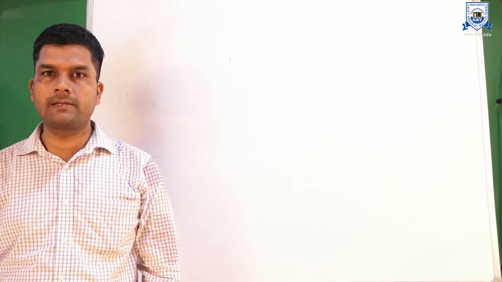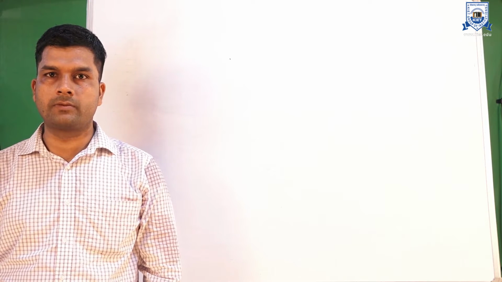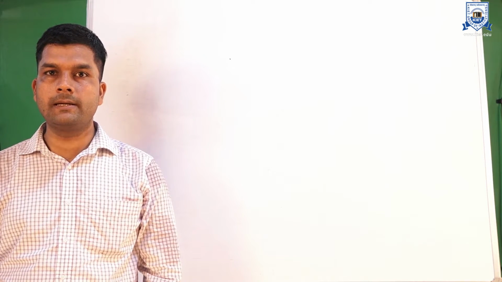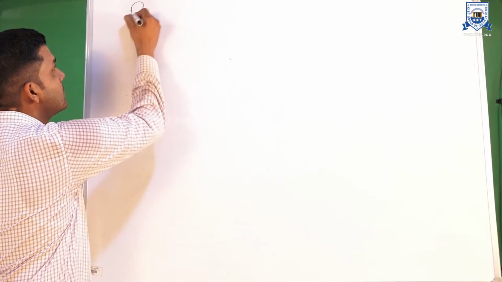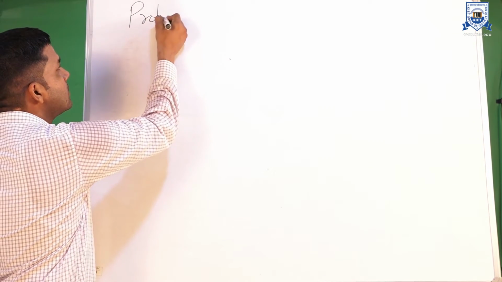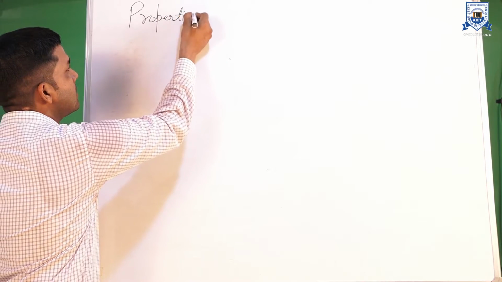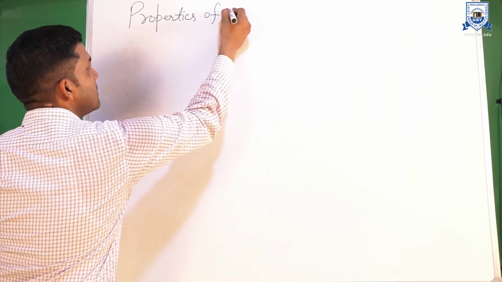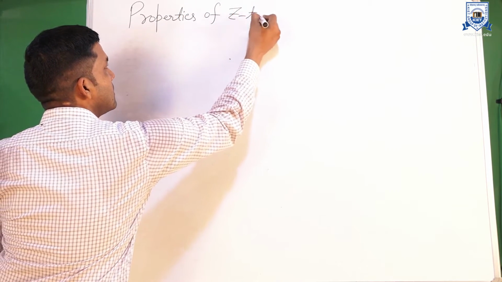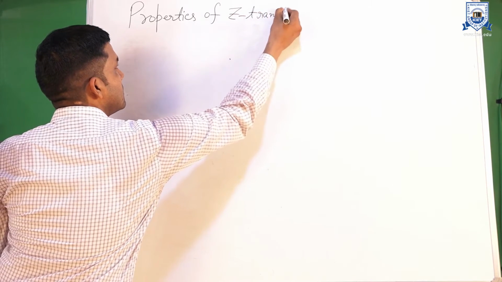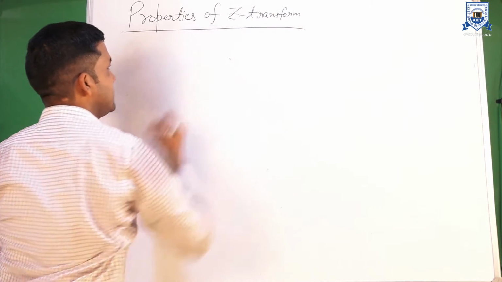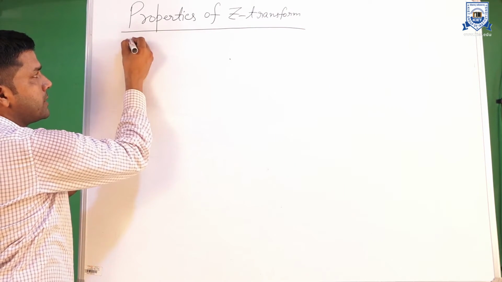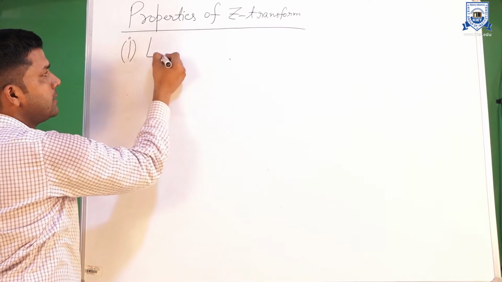In this lecture, we will see properties of Z transform. So the first property is the linearity property. Properties of Z transform. In this, the first property is a very important property, the linearity property.